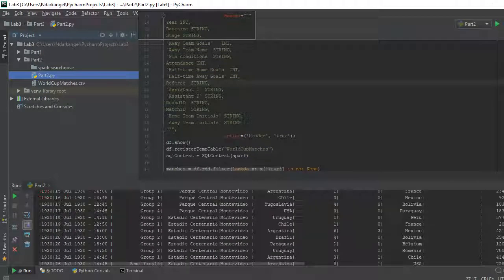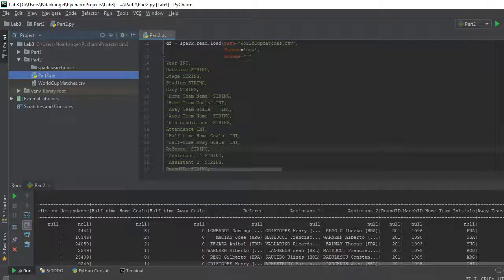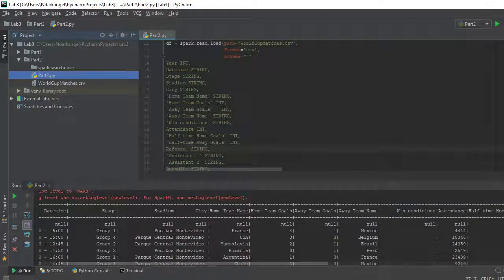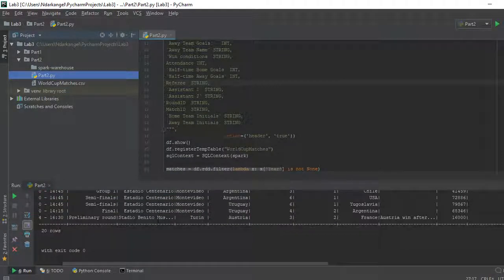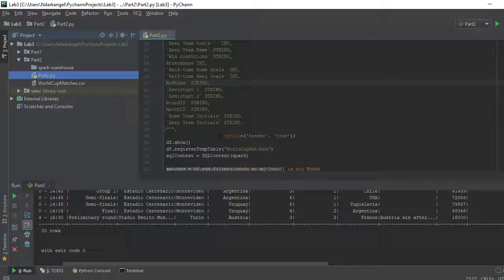Files. You see from data show, we can see all the data entered from the World Cup matches. You see all the teams, all the things. First parts are null. So you see all of our data. It's just the first 20 rows of it there.